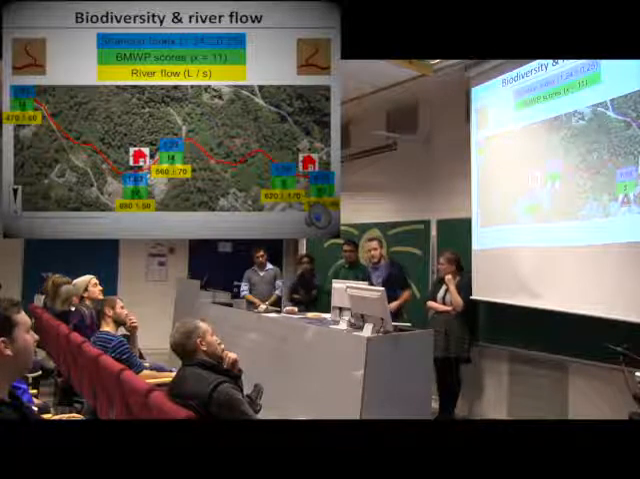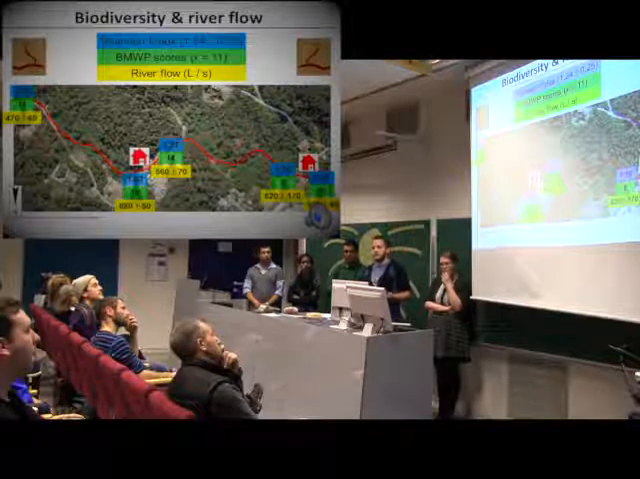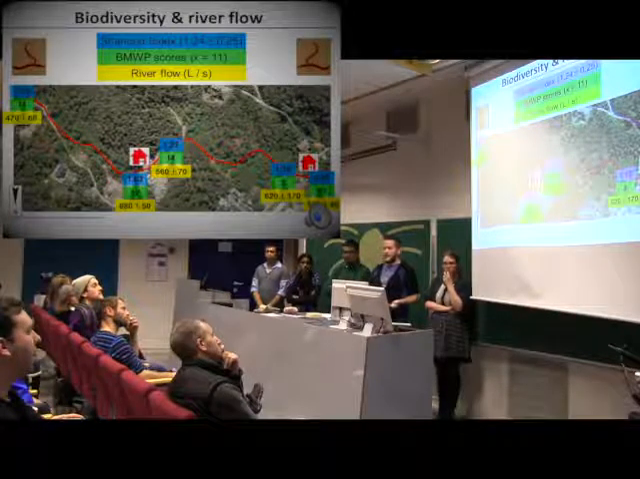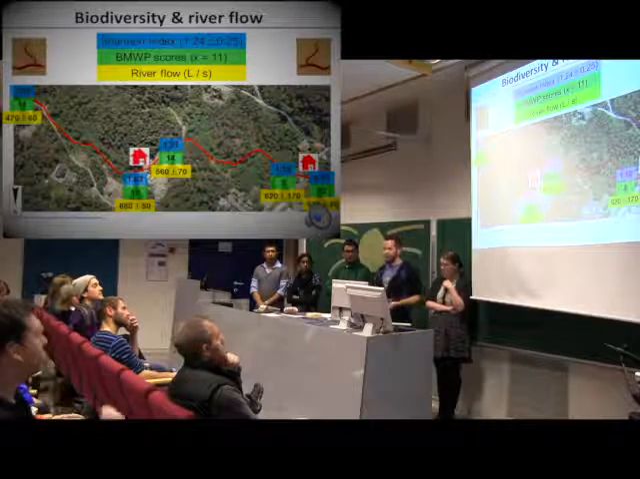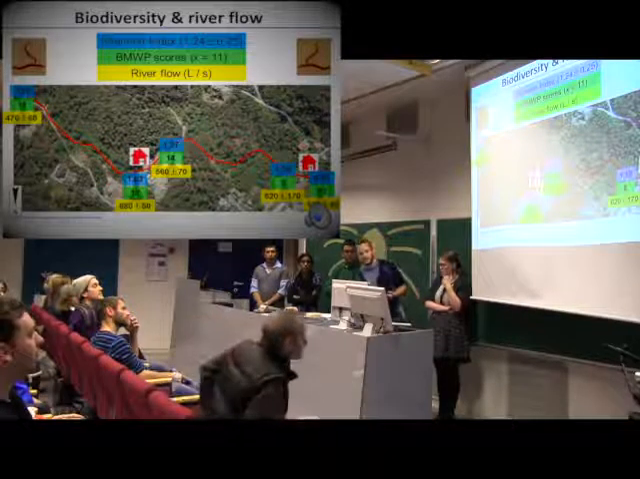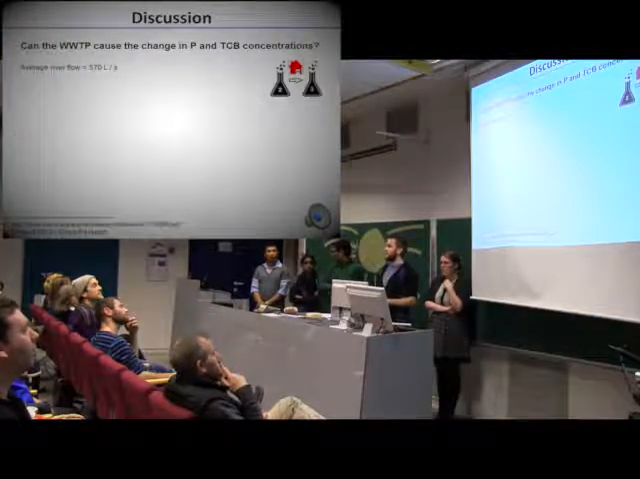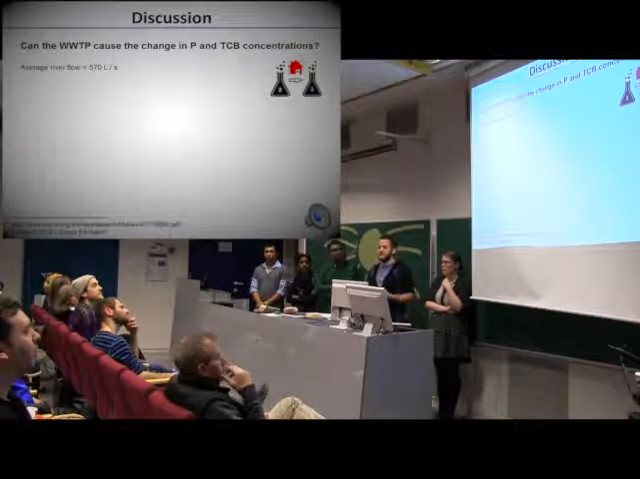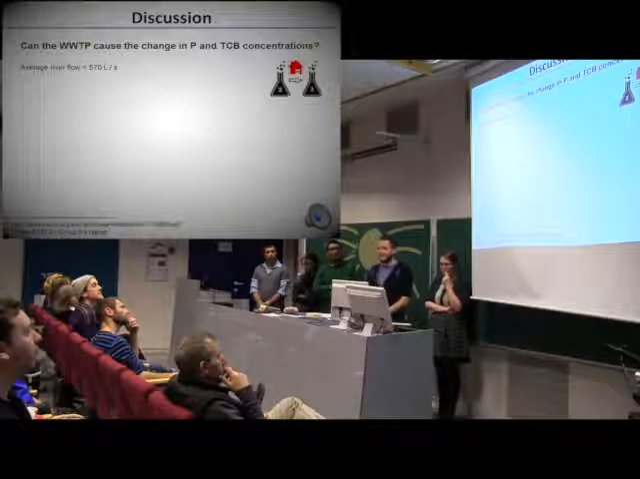So as Dennis said, we also measured river flow. As you can see here, they vary a bit between the sites, but this is normal due to the stream topography. They averaged around 570 liters per second, and this became quite important in another calculation that I'm going to show you. Basically, we want to answer the question: can the wastewater treatment plant cause a change in phosphorus and TCB concentration? So the average river flow is 570 liters per second.